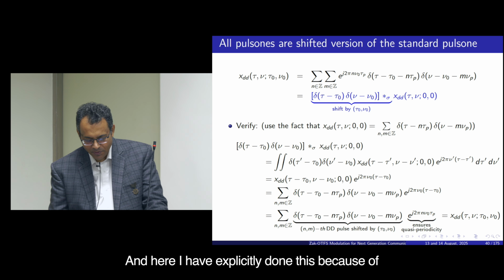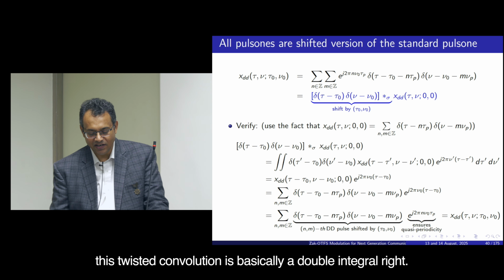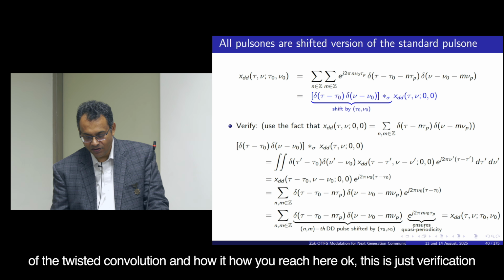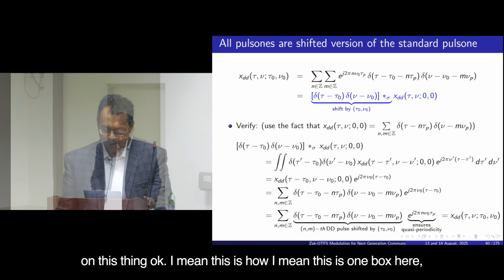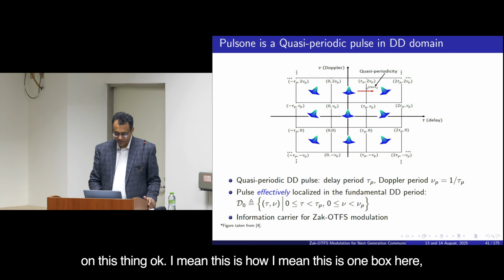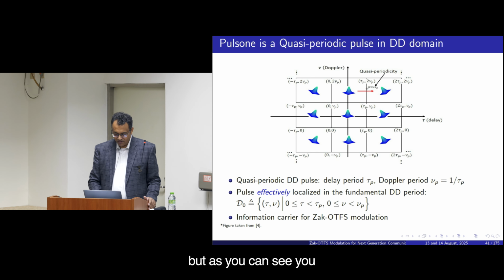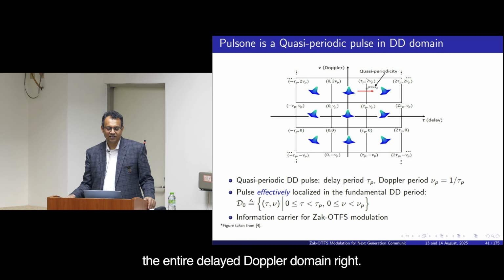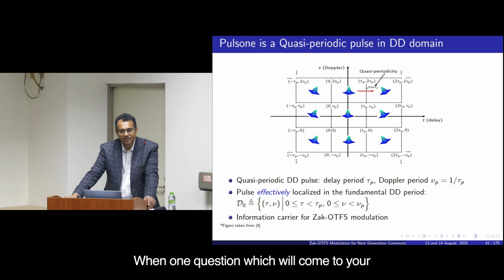And here I have explicitly done this because this twisted convolution is basically a double integral. So I have shown all the steps of the twisted convolution and how you reach here. This is just verification of this. This is one box here, but as you can see, they are repeating quasi-periodically throughout the entire delay Doppler domain, right.